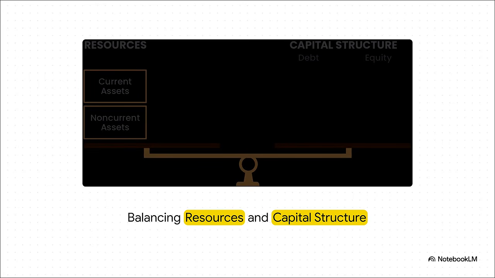This perfectly illustrates the core theme connecting all these chapters. It's a constant balancing act. On one side, you have your resources, your current and non-current assets. On the other side, your capital structure, basically how you actually finance those assets through debt and equity. Virtually every concept you study in Part 2 comes right back to keeping this scale balanced. It's all about managing risk versus return, and making absolutely sure the business has the liquidity to operate today and the solvency to thrive tomorrow.